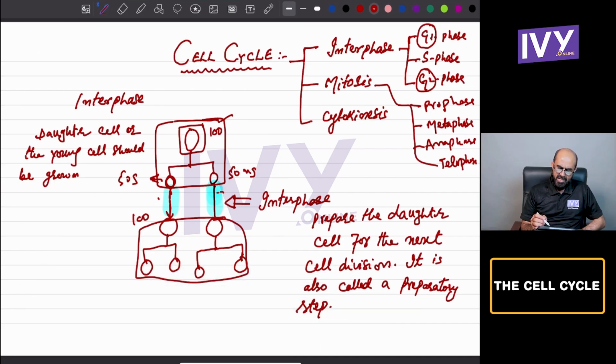Now, the longest phase in the cell cycle is interphase, as interphase occupies 80% of the total time for one cell to divide into 2. So for a cell to complete the cycle, it takes 80% of the time in interphase, the longest phase. 17% is in mitosis, and only 3% is in cytokinesis, a short time period. And the prophase, metaphase, anaphase, and telophase collectively make up the 17% of mitosis.